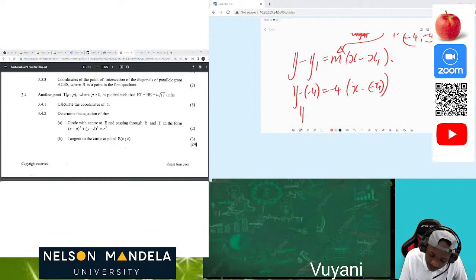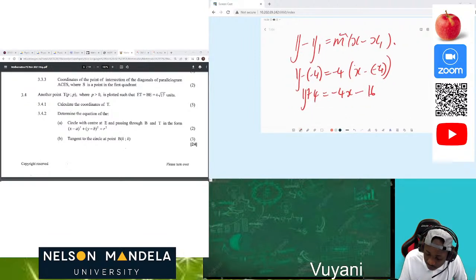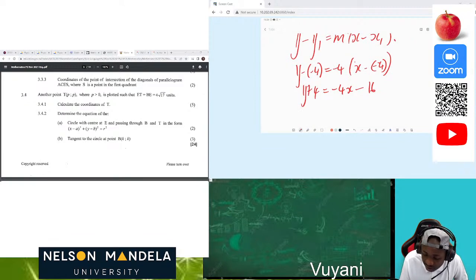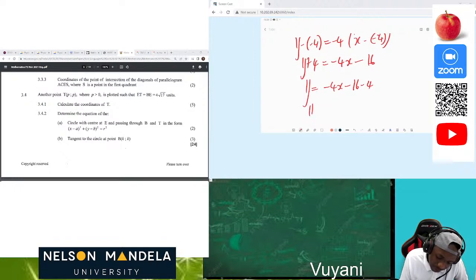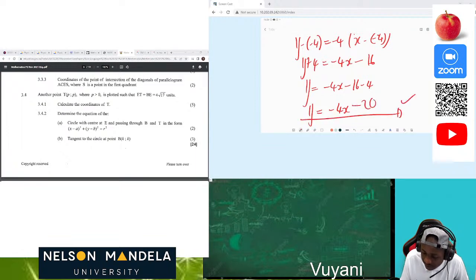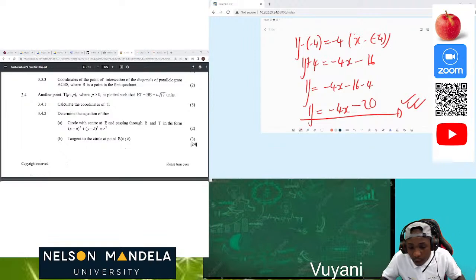Then we have y minus 4 equal to -4x. Then that will be +16, okay, because negative times negative is positive. Then -4 times -4, that's +16. Then our y now will be equal to -4x plus 16 plus 4. Then our y will be equal to -4x plus 20. Then we have our line. So this is 24 marks for 24 minutes exactly.